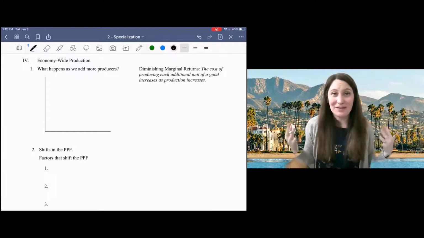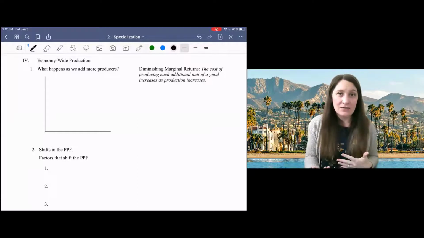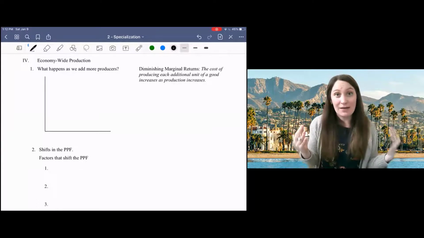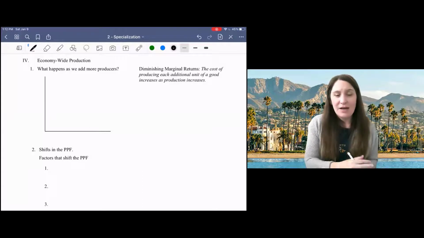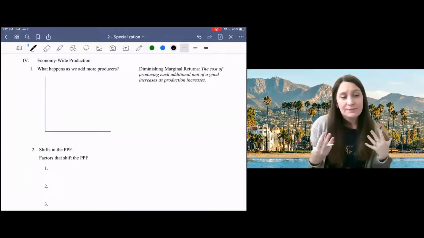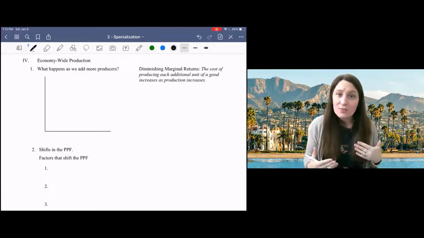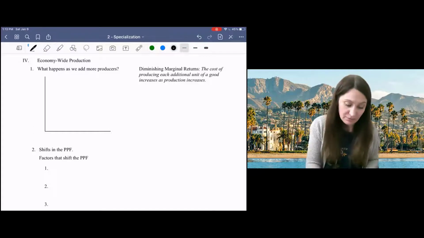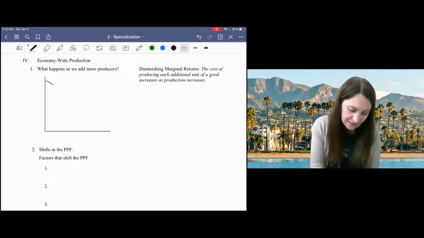Now we'll zoom out for a minute and think about how we can use the production possibility frontier to think about economy-wide economic growth or decline. So first, how could we model economy-wide production rather than just trade between two individuals? Well, just generally, as we add more and more people to the market, we continue to line up the production possibility frontiers from lowest cost or flattest to steepest.